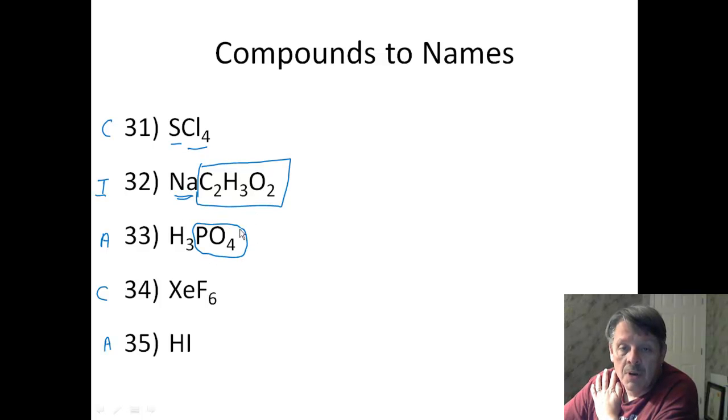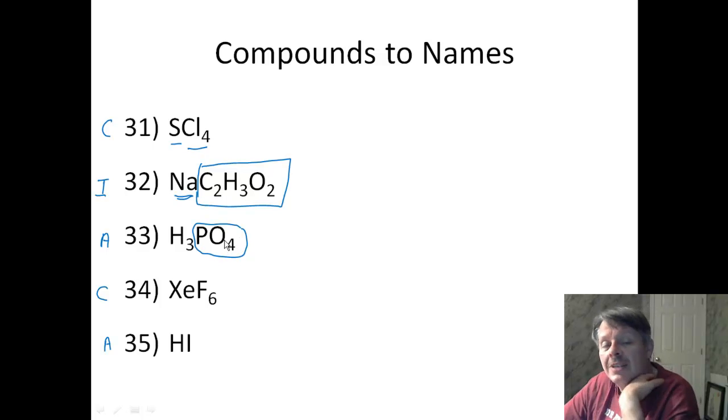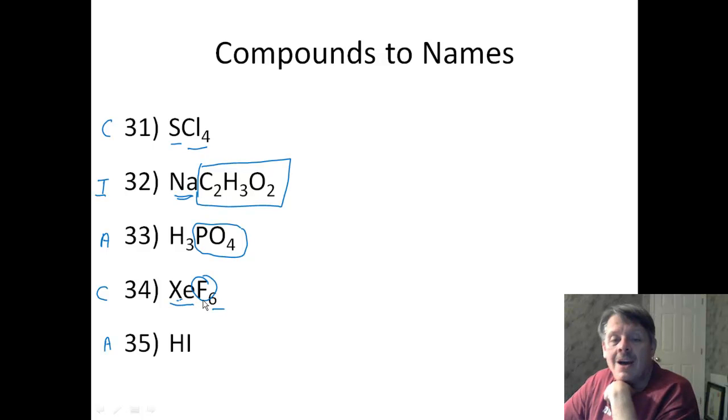PO4 is phosphate. So the rule says if it's phosphate, it's an ic acid. So this is going to be phosphoric acid, H3PO4. 34 is covalent. So we take the first name, which is xenon. We use a prefix, which is hexa. And then we use this, which has an "ide" at the end. So it's xenon hexafluoride.